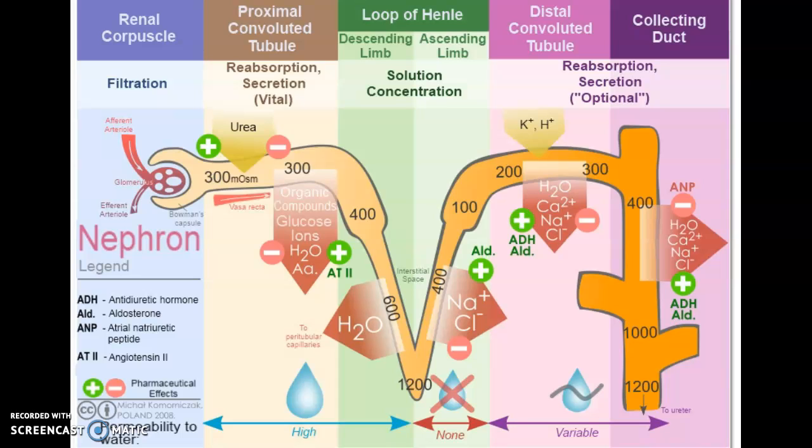Running out of time, but I just wanted to mention that the hormones, the antidiuretic hormone, aldosterone, ANP, and angiotensin, which ultimately becomes angiotensin 2, all of these influence whether or not water is going to be reabsorbed in the distal convoluted tubule and the collecting duct. That's why it shows here this variability in the presence of aldosterone, ADH, and angiotensin 2. Over here we reabsorb more water. We're trying to increase blood pressure, and by doing so we increase our water reabsorption.